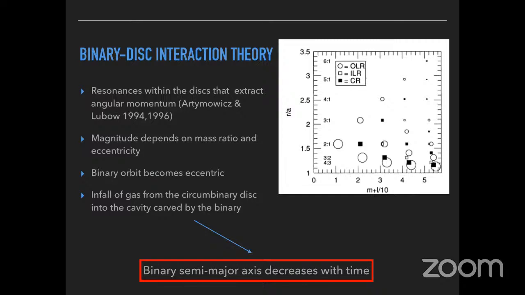And also, the circumbinary disk has always been thought of as more of a decretion disk, meaning that there is no accretion onto the binary, but it just removes angular momentum from the binary. However, these very early simulations show that there can be inflow of gas from the circumbinary edge onto the binary. But the main result of all these works was that the binary semi-major axis decreases in time as a result of this interaction. So this is the standard picture.